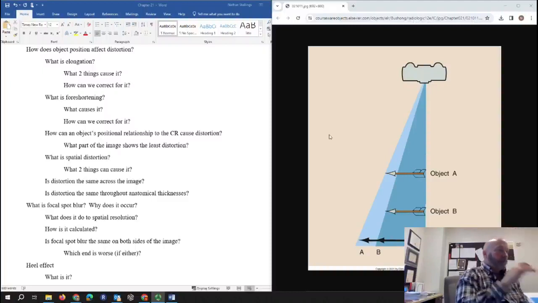Here it is. So spatial distortion, again, this is a little bit tough to look at because you've got a little bit of an optical illusion, but these two objects are the same size. This one looks longer because it's extending out into this baby blue shaded portion. So they're both the same size, but because of the differences in distance, a difference in OID essentially, then object A looks like it's much larger than what object B does. So that's your spatial distortion.